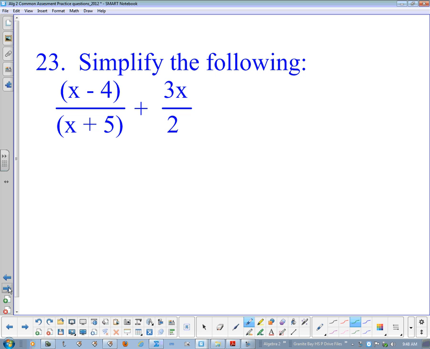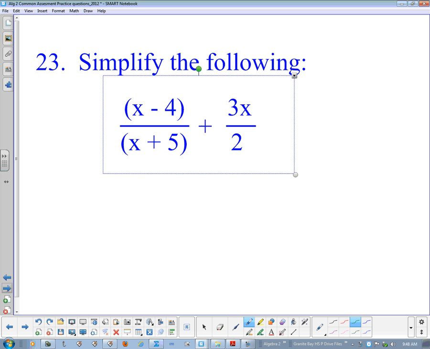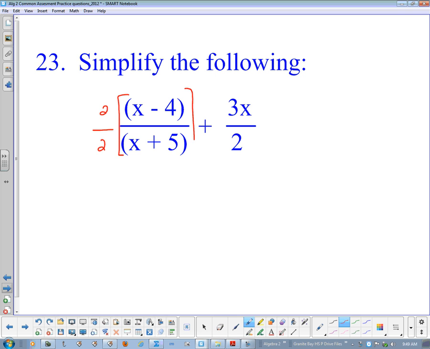Okay, we have to simplify this. That means we can get common denominators. The least common denominator would be 2 times x plus 5. So I multiply this side by 2 over 2. Then I multiply the right-hand term by x plus 5 over x plus 5.